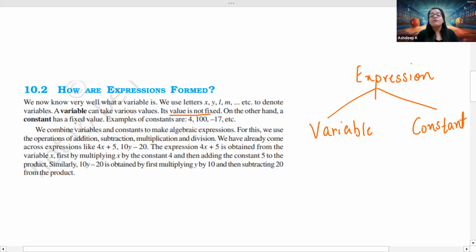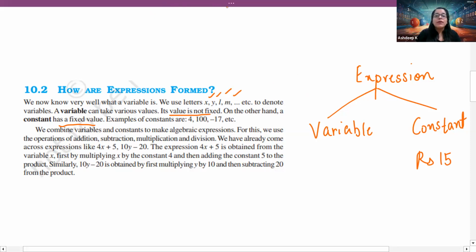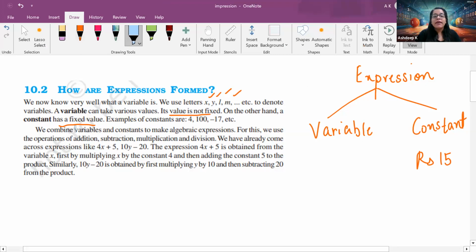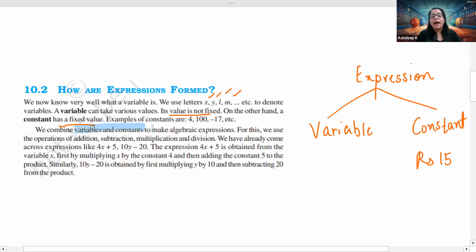On the other hand, a constant has a fixed value. Let's suppose the price of each pen is rupees 15. So here 15 is a constant. The value 15 will not change. But when it comes to variables, we can use any alphabet like x, y, l, m. All these indicate a variable. Now, when variables and constants combine, they make the algebraic expression.